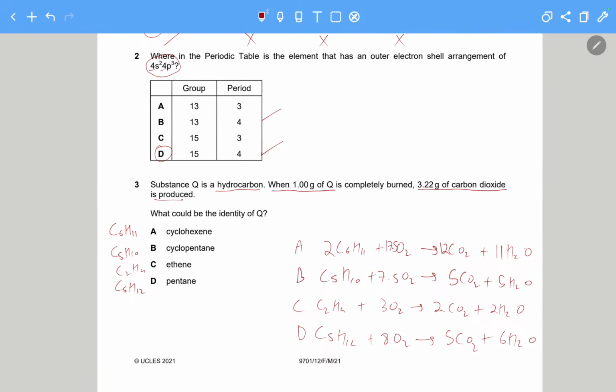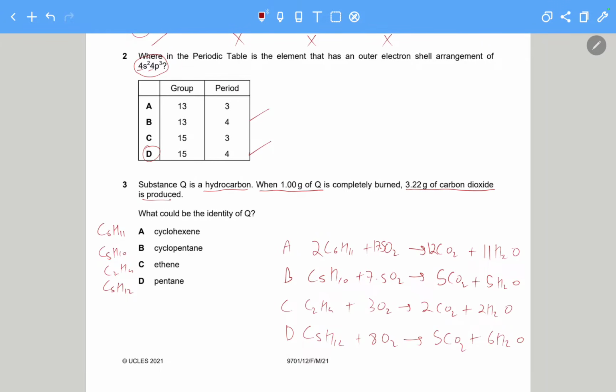Now, we know that there are 3.22 grams of carbon dioxide that are produced, so we can calculate the number of moles. We know that n, the number of moles, is equal to m over Mr, which is 3.22 over 12 plus 16 into 2, the mass of carbon plus the mass of two oxygens, and this is equal to 0.0732 moles.